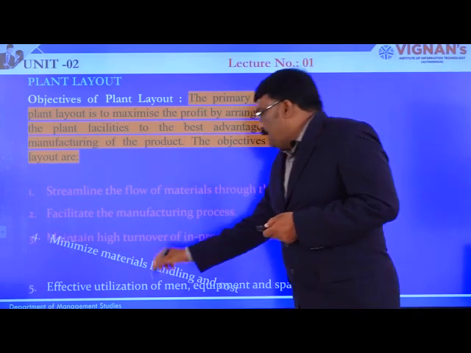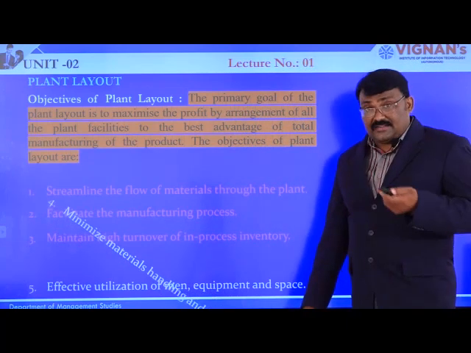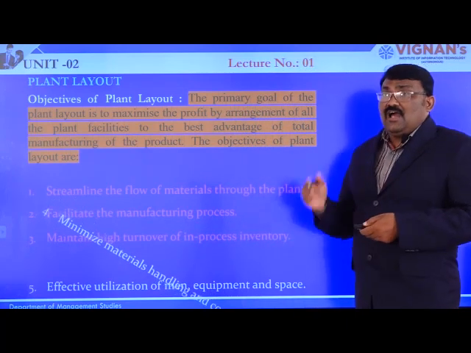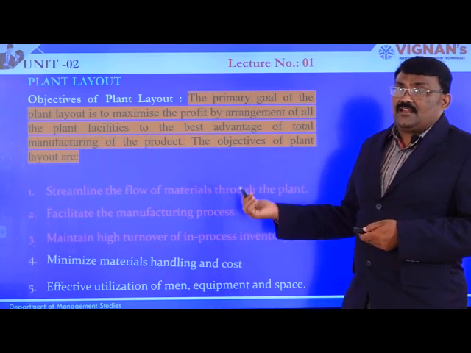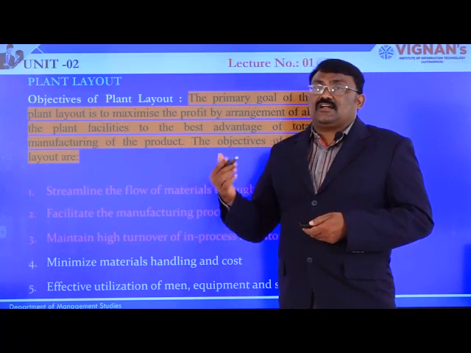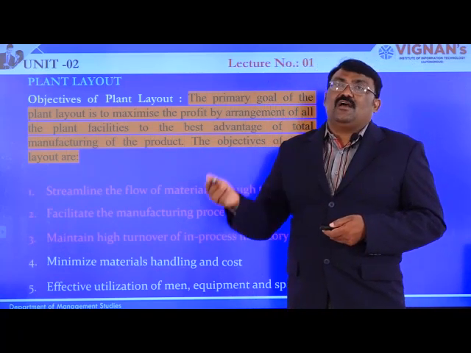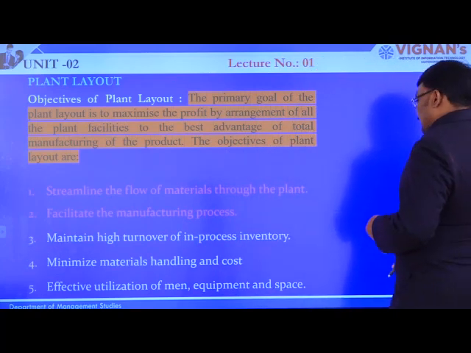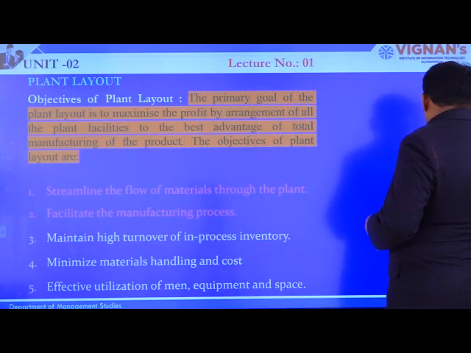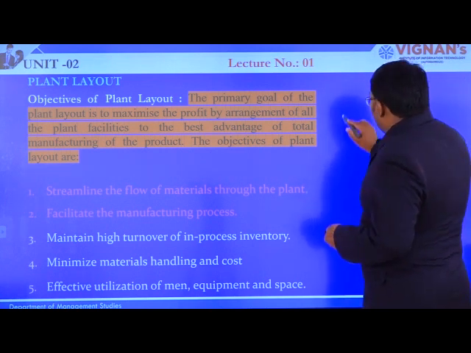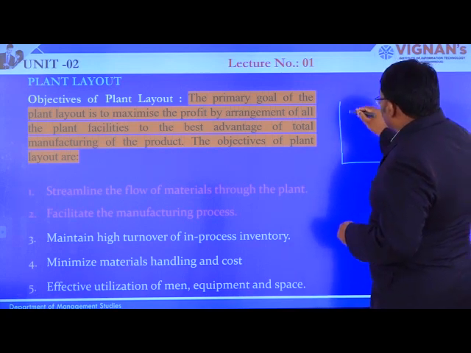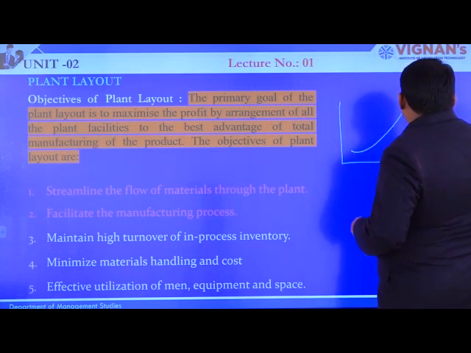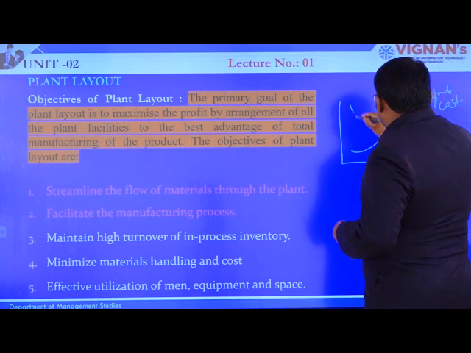Now, coming to the fourth, minimizing material handling and cost. Material handling, that is what we have understood right now. Handling cost will become high, that is the maintenance cost. If the inventory becomes high, then handling of that particular inventory will become high. Now, there is an understanding that we have of two costs: one is the carrying cost and the other one is the ordering cost.